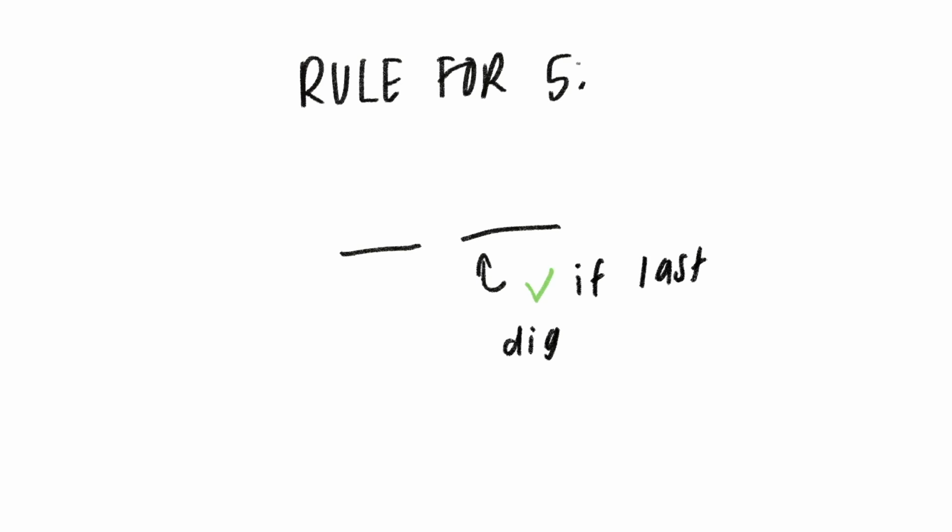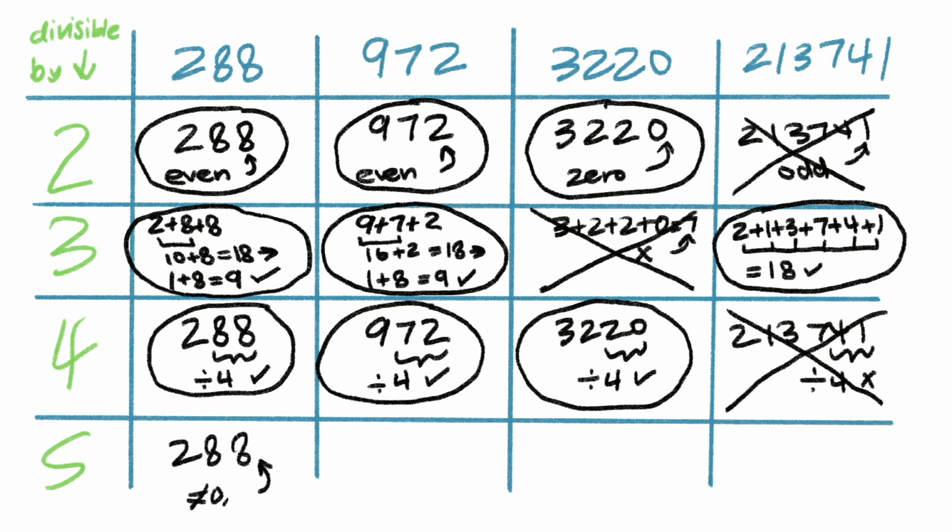And finally, divisibility by 5 is just another easy one. Just check if the last digit is either 5 or 0. So looking at these numbers one last time, I can automatically cross out the first two as being divisible because the units digit for 288 is 8, and that does not equal either 0 or 5. 972 as well, the units digit is 2, which is not 0 or 5, so these numbers are not divisible by 5.